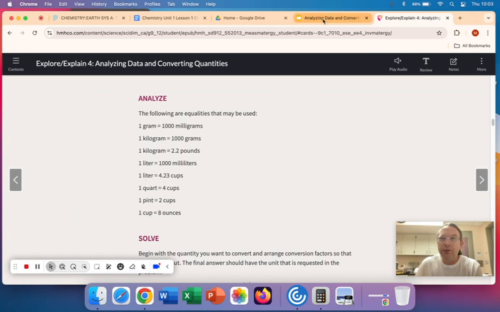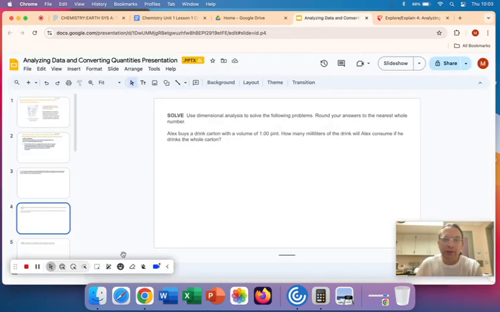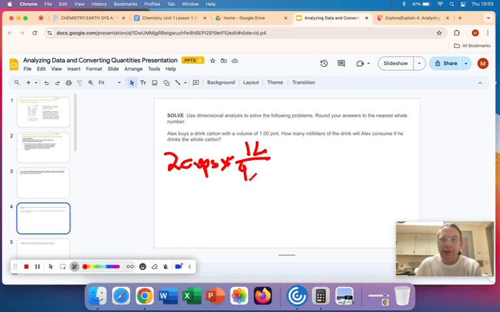4.23 cups per liter. So 2 cups times 1 liter is 4.23 cups. So how many liters is that? Cups is going to cancel.